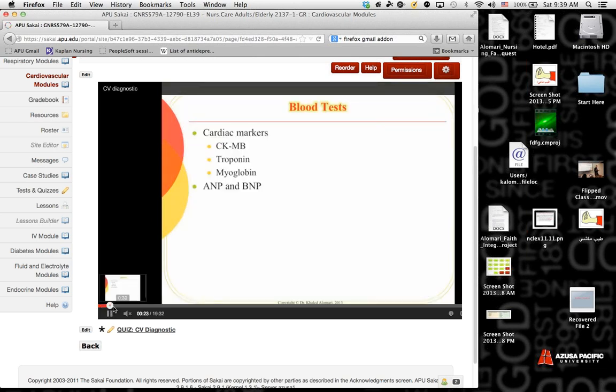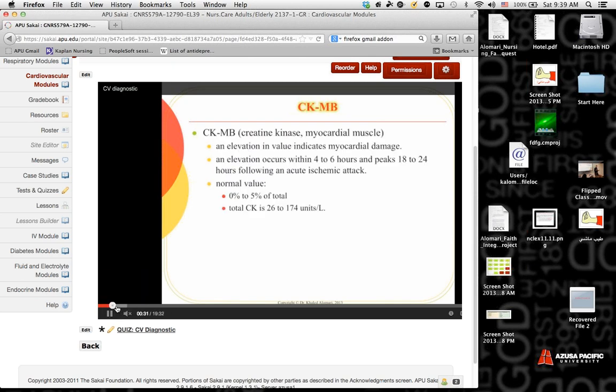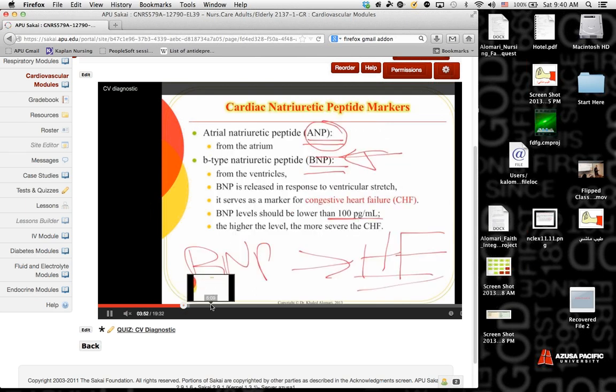Okay, for the diagnostic tests, we talked about the blood tests, the CK-MB, troponin, all of these numbers. They increase in case of MI. But because they could come also from somewhere else, that's why we go with troponin to be the most sensitive, because it's mainly released only from the heart. And we say the ANP and BNP are mainly for heart failure, and we say the BNP is the major one for heart failure. You can read about them, and I just want to go over a quick overview.